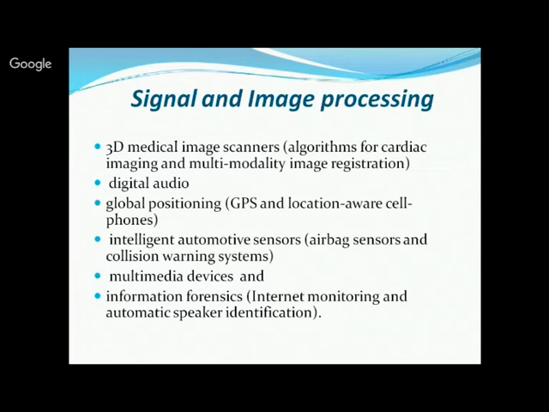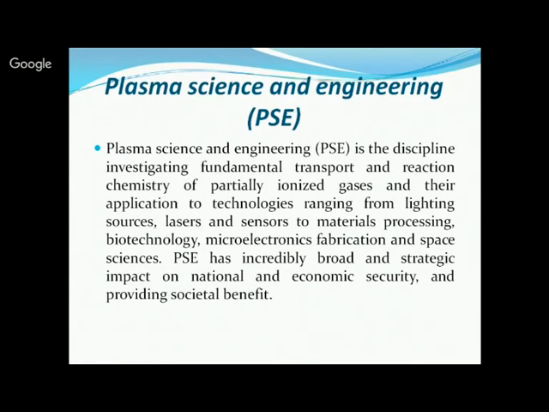Signal and image processing, I have already discussed, but some other topics, for example, GPS and location aware cell phones, intelligent automotive sensors, multimedia devices, and information forensics. That also can be one of the research areas, how to take out the forensic or unwanted material from your body. 3D medical image scanners and algorithms for cardiac imaging are also research areas that are going on.